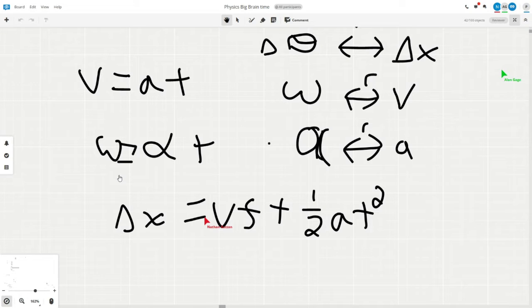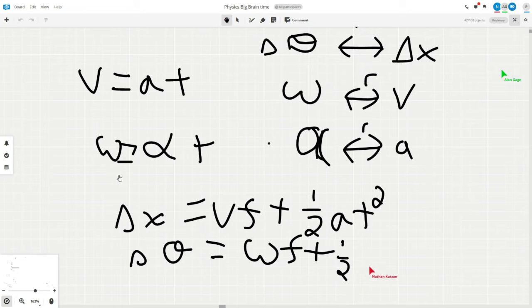Alright. So wouldn't it be theta equals angular velocity t plus half of angular acceleration t squared? Yep, that is correct. Okay, cool. Change in theta is equal to omega t plus 1 half alpha t squared. Yep. Okay. And then what's the last one?